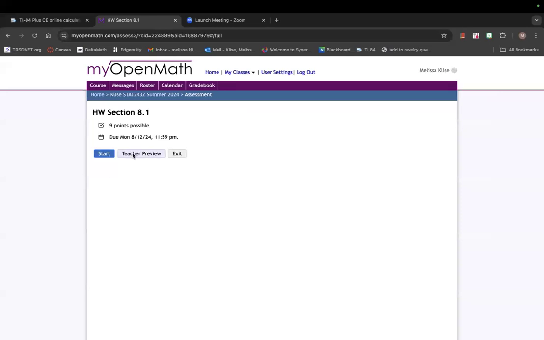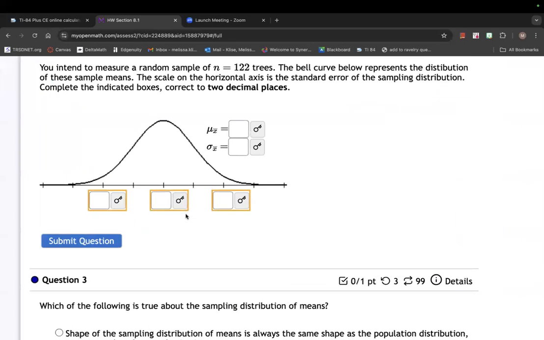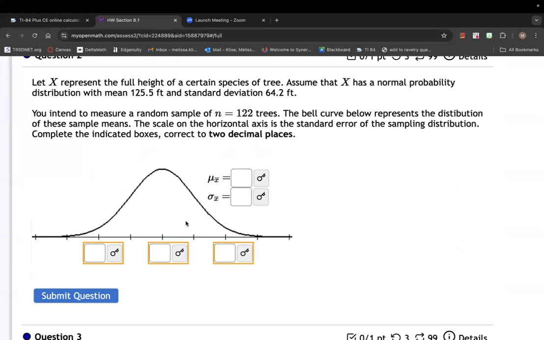Okay, let's see here. Teacher preview. So this question right here is the most commonly asked problem that people have. Wait, that's not the one. This one is good anyway. This isn't the most common, but it is pretty common. So you're going to use your mean. Remember your mean equals the population mean. So I would put this right here. Calculate your new standard deviation. Put the mean right here. Then take this standard deviation, multiply it by 2, add it to the mean. That's going right there.